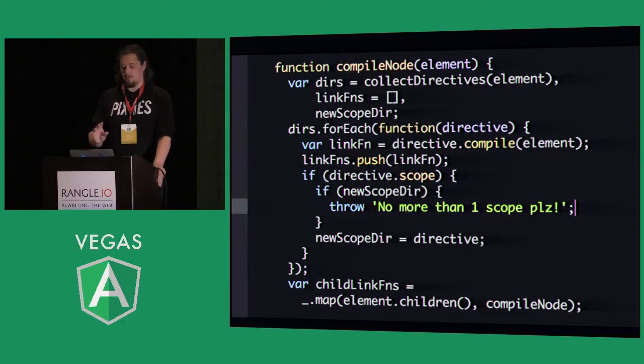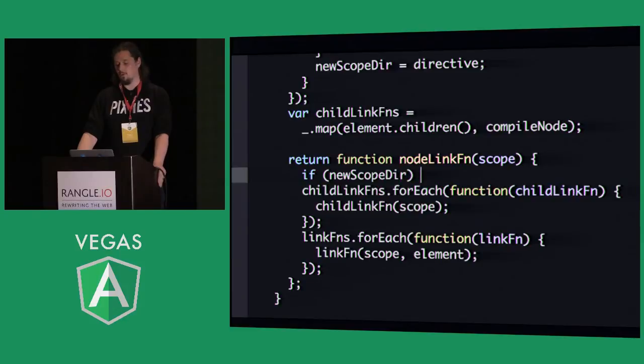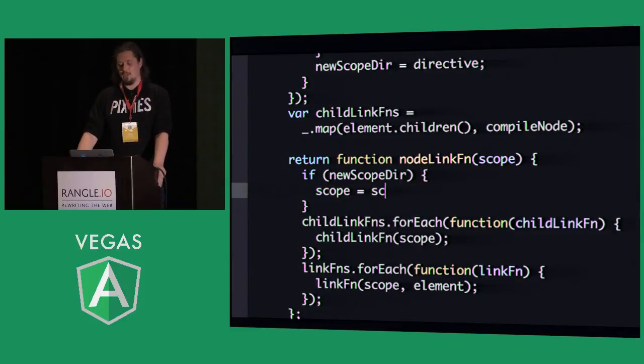But now we have this variable, new scope directive, we can use during linking. Because when we get to the link function, we can check: was there a directive for this node that wanted to have a new scope? If there was, we can just make a new scope. And we do that by calling the new method on the scope that we were given. And then we use that scope for everything from that point on. It's used for all directives on this element and on all child elements, so that it actually replaces the parent scope for this DOM subtree. And that's how we end up with these parallel hierarchies, because of this recursive kind of scope replacement that happens.